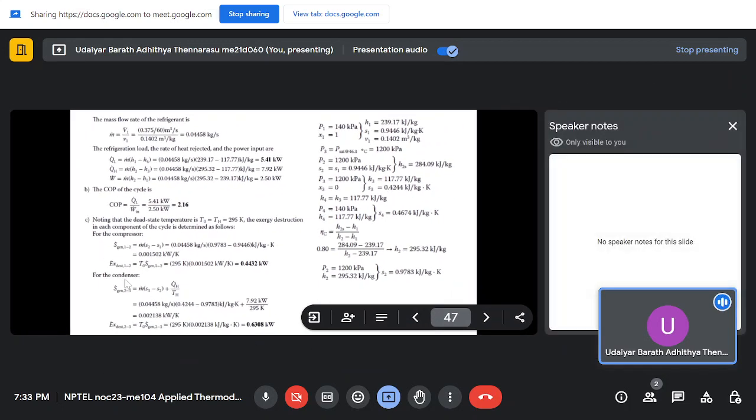So the next is the condenser. If you do an entropy balance, the entropy generated is m dot into S3 minus S2 plus Q dot H, which is heat rejected to the ambient, divided by the condenser temperature. So this will give me entropy generated as 0.02138. Similarly, exergy destroyed is T naught into Sgen, which is 0.6308.